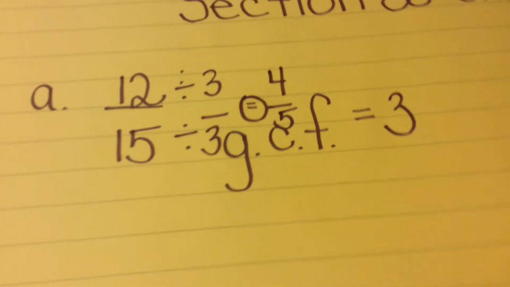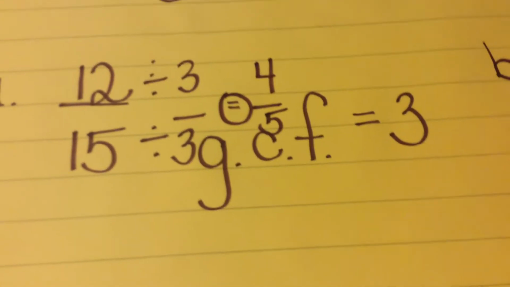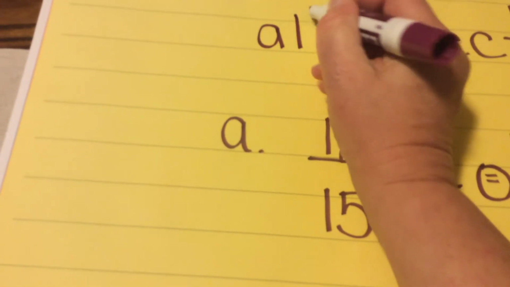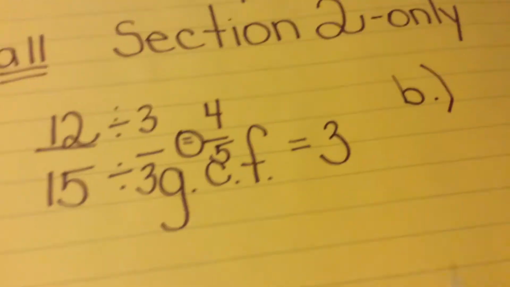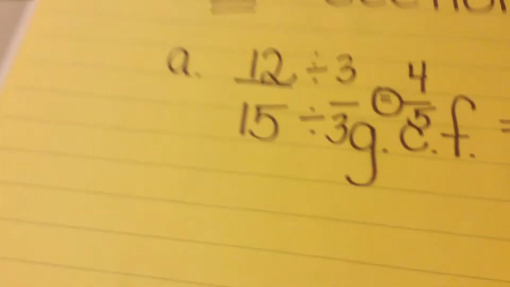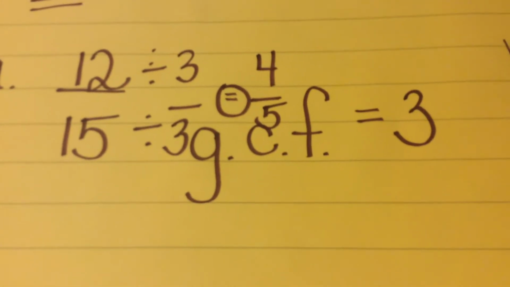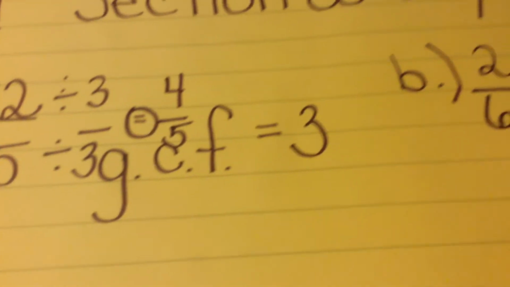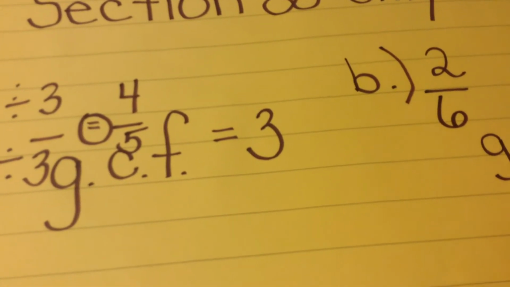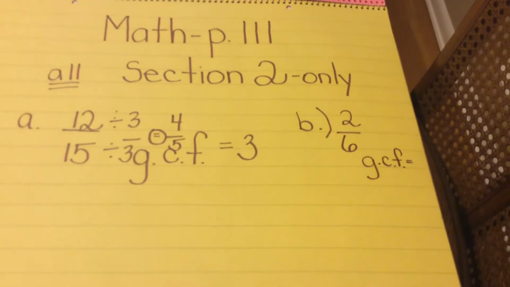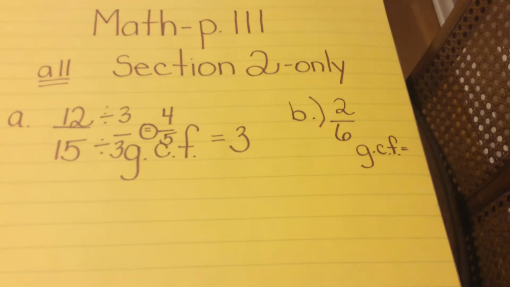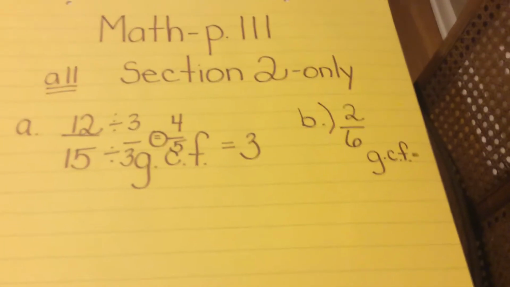Let's do one more together. Remember, you're doing all of section 2. All right, and B, we've got 2/6. And the book is asking us, what is our GCF? Now, this is pretty easy, isn't it? Because we've got such a small number on top, a minimal number, 2/6. So what is our greatest common factor?